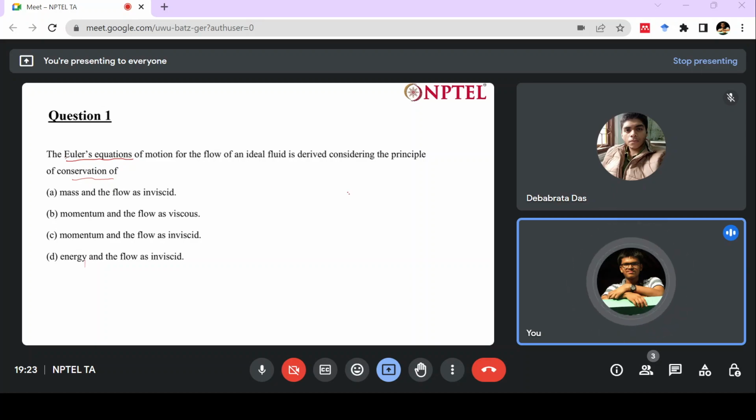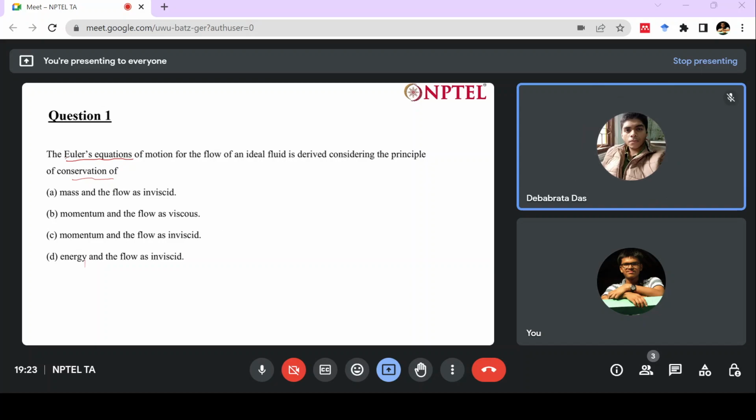Have Navier-Stokes equations been covered before this, or are you approaching the general Navier-Stokes equation now? I want to know that. No, sir, that is not covered. Okay, no problem. We can discuss that.